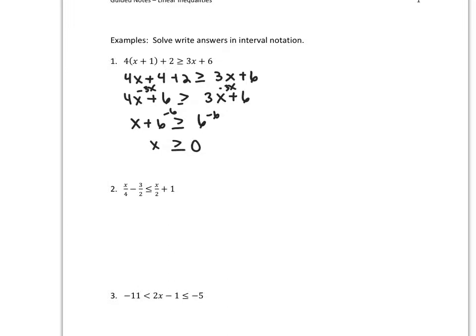Now, with linear inequalities, I normally like to have the x on the left. With equations, whether it was x equal 2 or 2 equal x, it didn't matter. But if you have the x on the left, it's going to be easier to write your solution in interval notation. X is greater than or equal to 0. That's written in inequality form. In interval notation, your solution set starts at 0, it's included, and then goes to infinity.